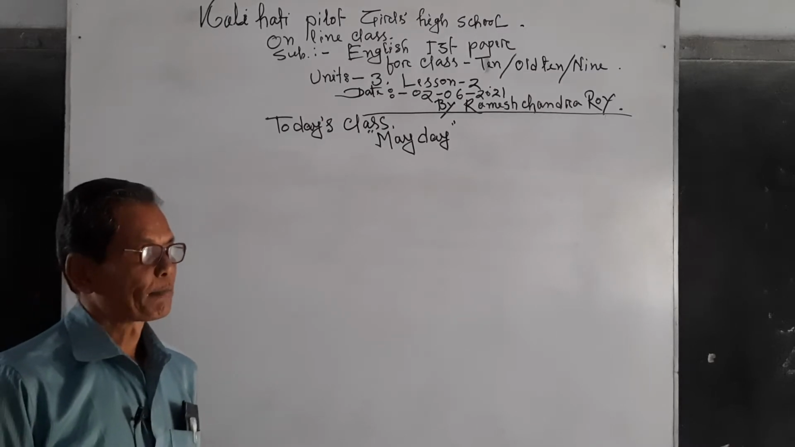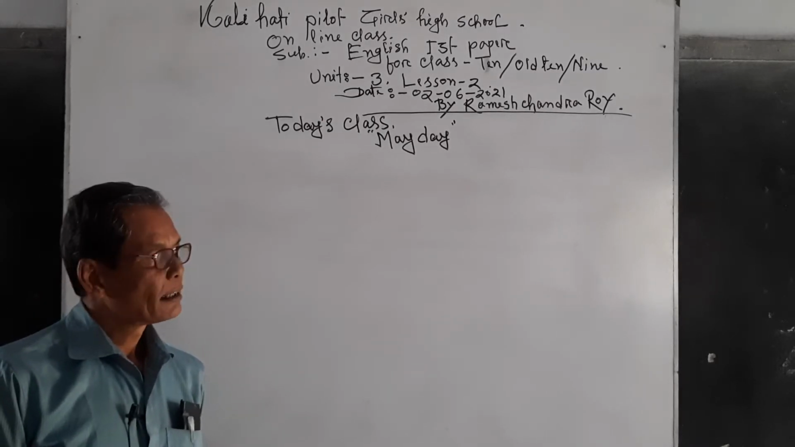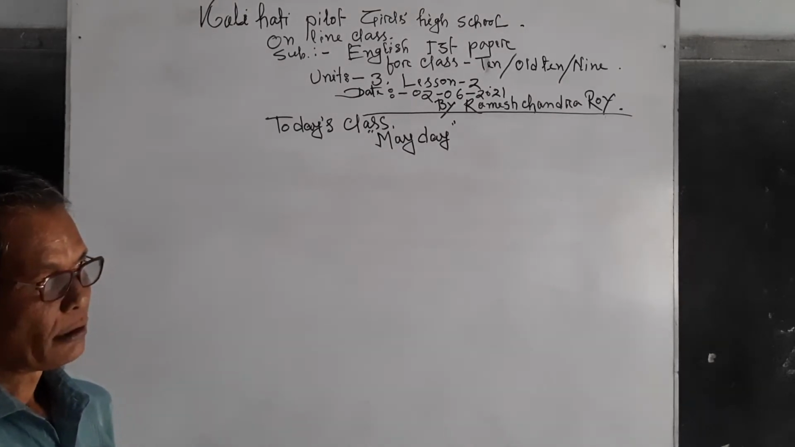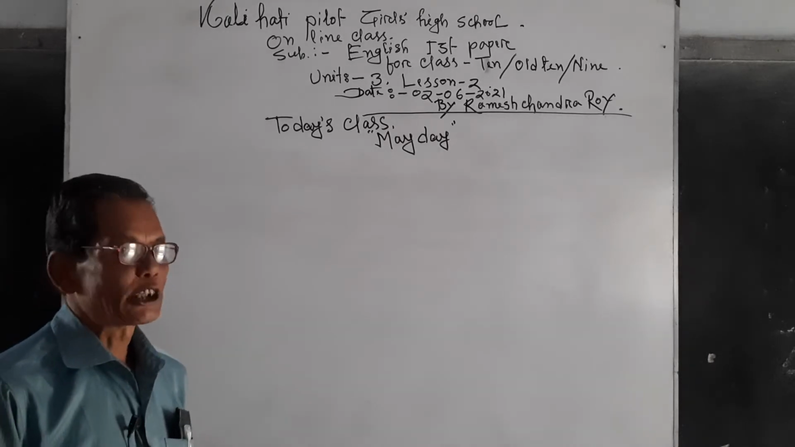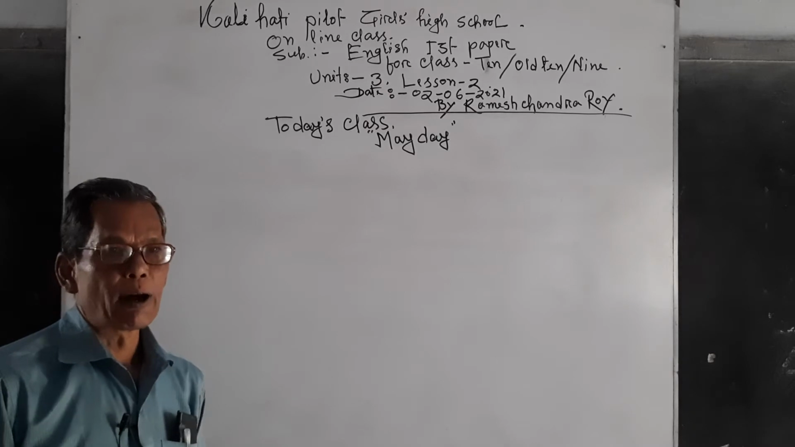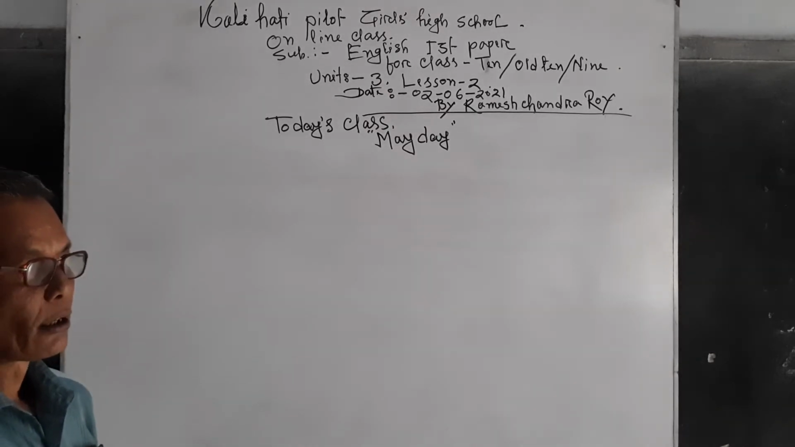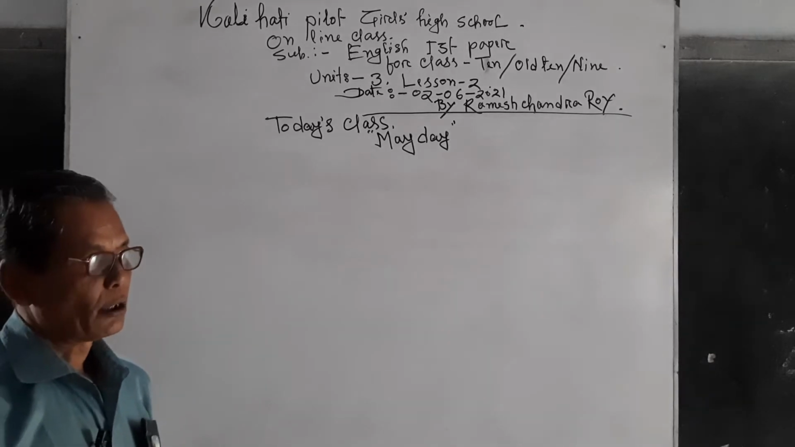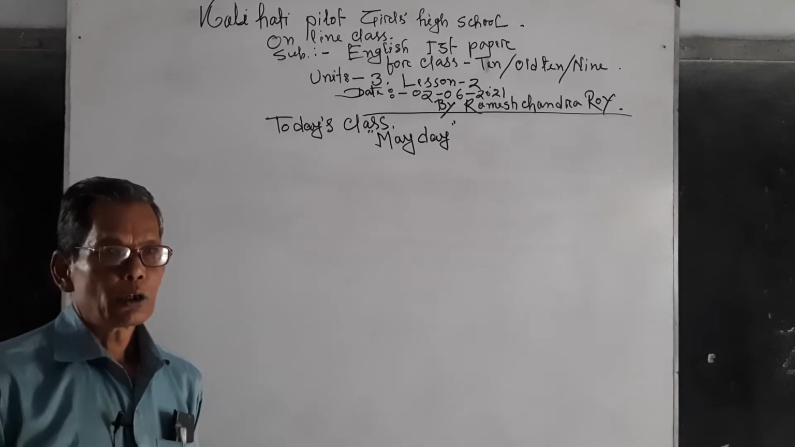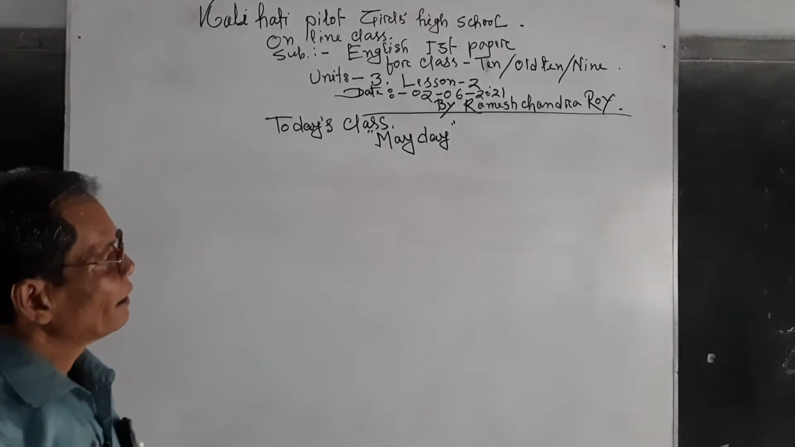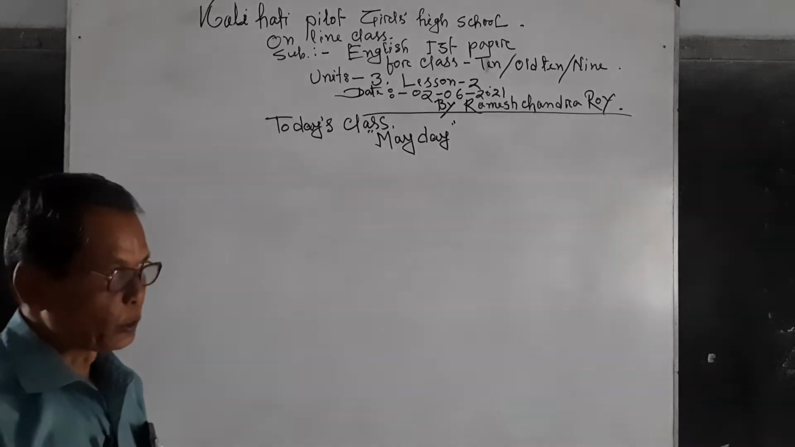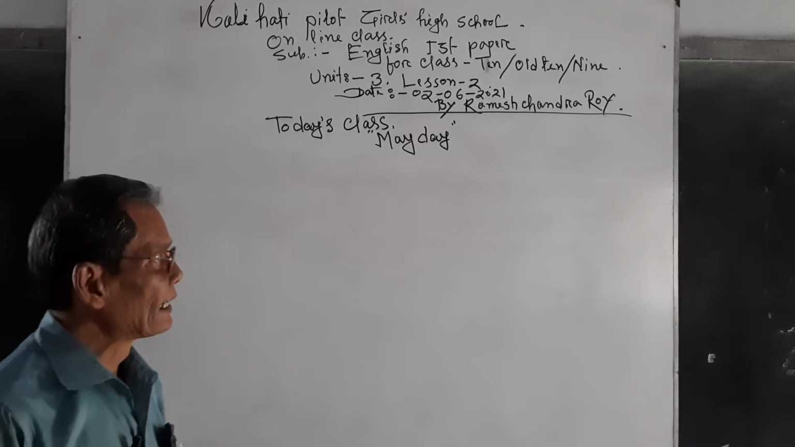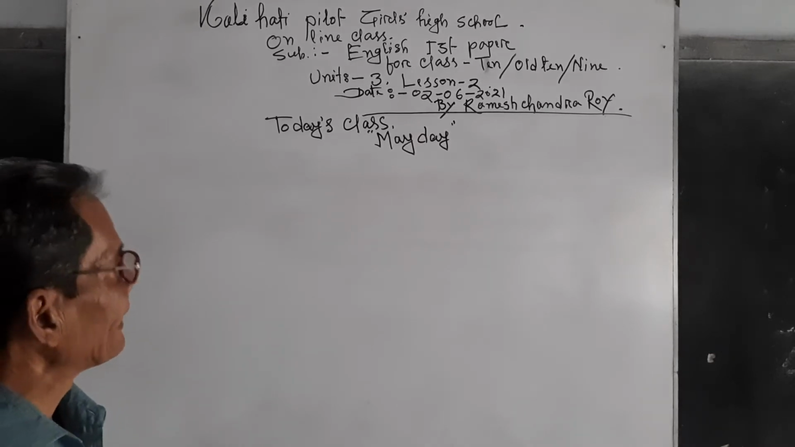So that is why every educational institution is closed and teachers and students are separated from their institution. We don't take live class, and instead of live class, we have to take online class every day. Today I am going to take an online class about May Day.